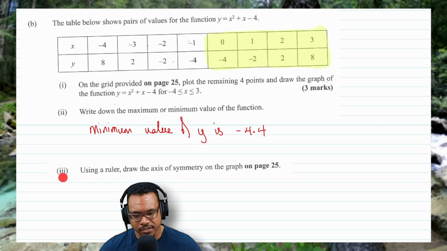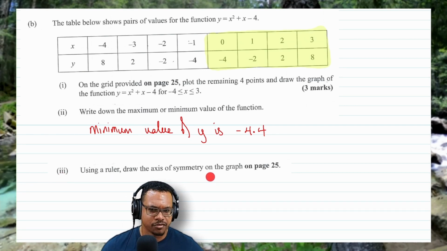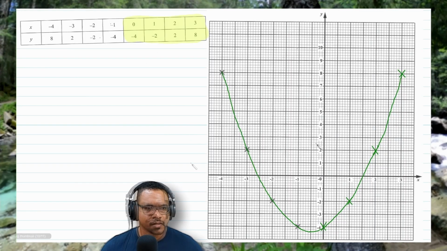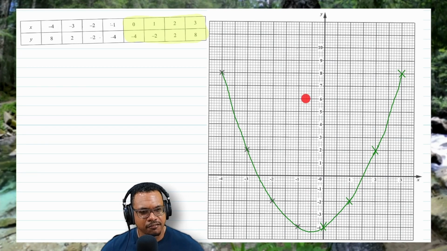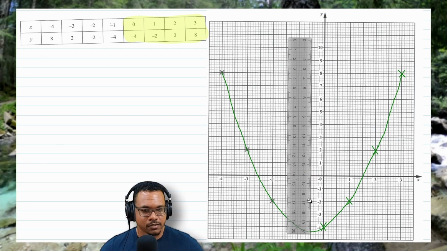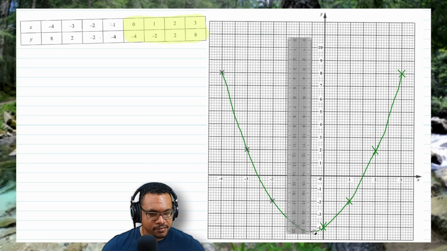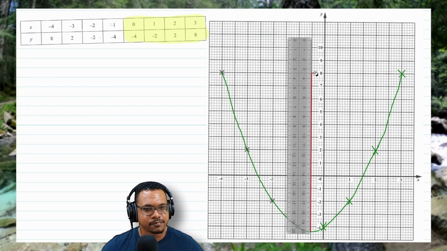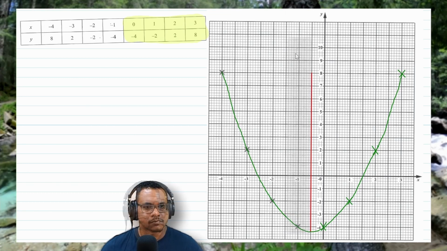Now moving on to part 3, they say using a ruler, draw the axis of symmetry on the graph. Now the axis of symmetry would be a vertical line that will cut this graph in 2 equal parts. So this line here would be the axis of symmetry. It's between 0 and -1, so that'll be -1/2 on the x-axis. And we'll draw a line from the minimum point on the graph straight up like this. And of course, this line would be x is equal to -0.5.